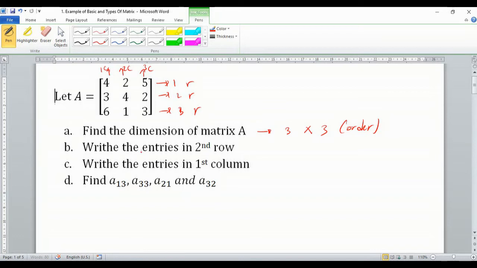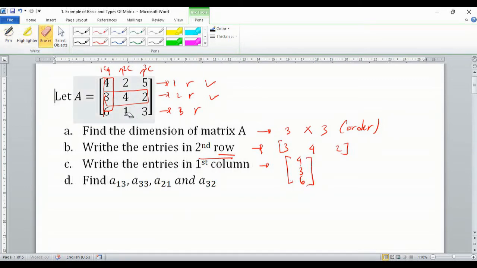Number B, write the entries in the second row. This is the first row, second row. The second row is in here. So write the entries: 3, 4, 2. How about write the entries in the first column? The first column is in here, going down: 4, 3, and 6.